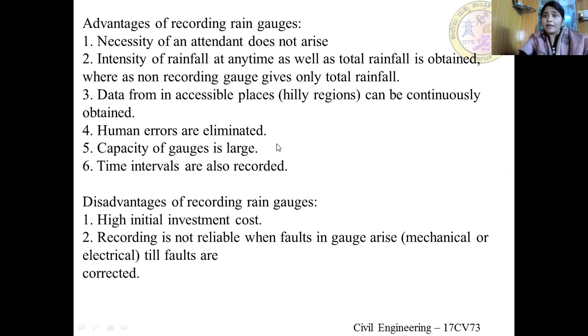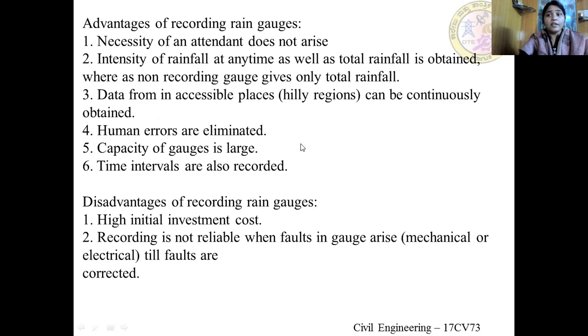Then imagine there is a hilly area which is inaccessible. And if we have kept a non-recording rain gauge there, it will become very difficult for a person to go, reach there and measure it. But in that case, we can go in for a recording rain gauge, which has accessibility easily after a certain period of time. And every day it is inaccessible because it is far off, hilly region. But continuous recording is there. And hence we can obtain it using a recording type of rain gauge.